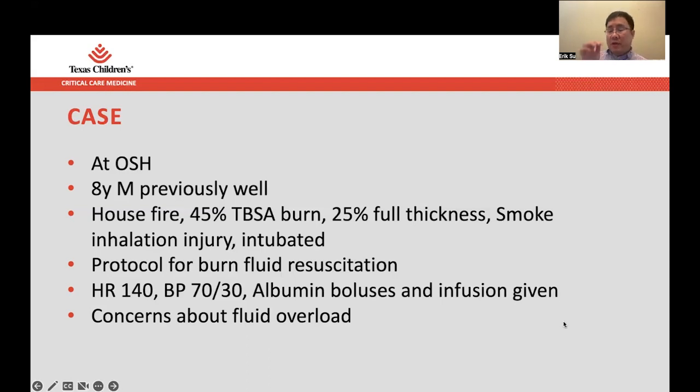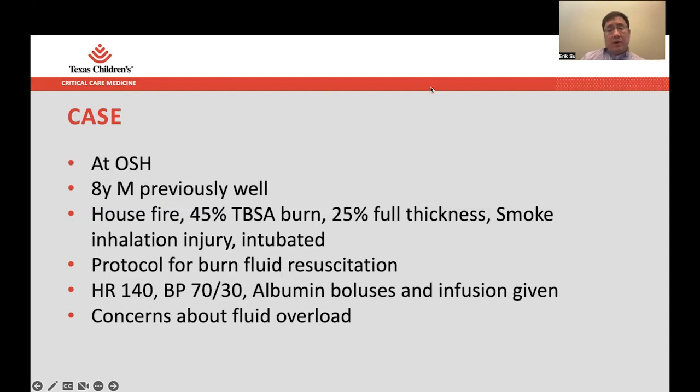His heart rate was 140. His blood pressures were 70s over 30s. Albumin boluses were given. It was even started an albumin infusion on top of his burn resuscitation fluids. And of course, there's concerns about fluid overload. Of course, this is the population where they're so leaky that you worry about boluses disproportionately increasing their total body water and then contributing to overall morbidity in resuscitation.